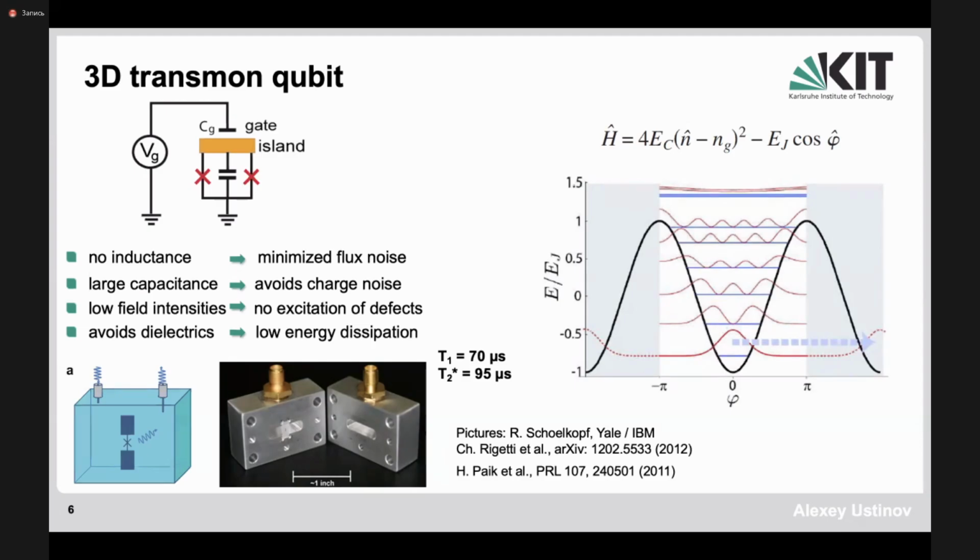And if the cavity frequency is shifted by exciting this 3D transmon from the ground state to the excited state, then there will be a change of the amplitude and change of the phase of the signal reflected from the cavity at the frequency of the cavity. And the second tone, or the second line, which can be installed here, is simply used to manipulate the qubit.